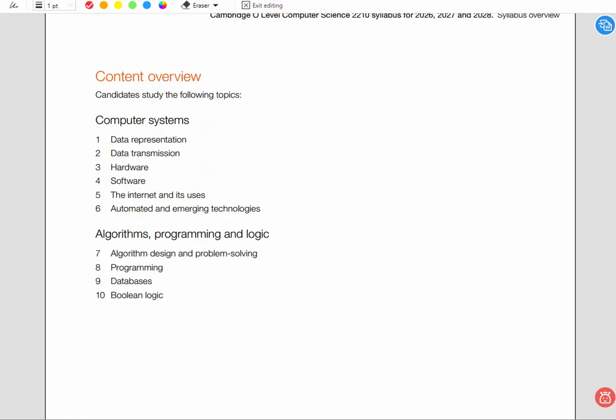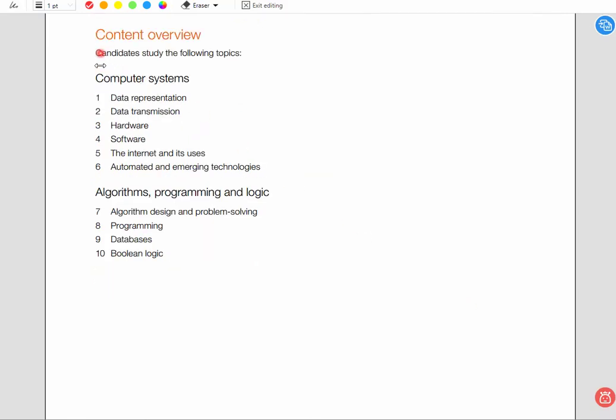This is the way we will try to focus on that. Computer system, data representation: we will do computer system here, and data representation, data transmission and hardware. And then there come software and the internet and its users. And listen, this is the first part, Paper 1. The paper is exactly 1 hour and 45 minutes, its weightage is 50%, and total marks are 75.